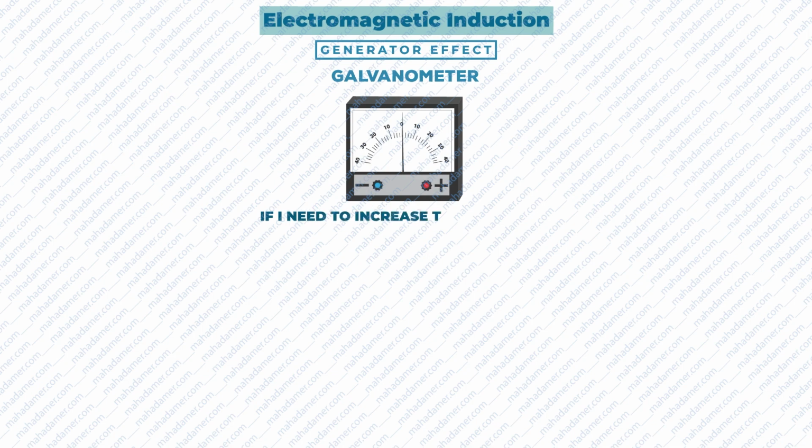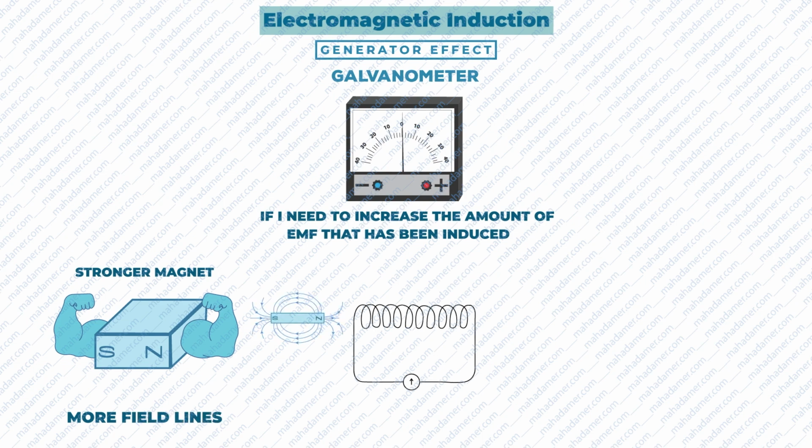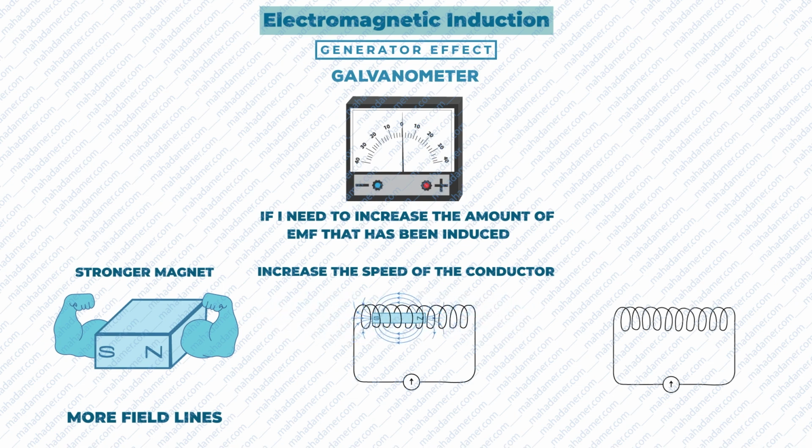If I need to increase the amount of EMF that is being induced, I can do three things. First, I can use a stronger magnet, which will have more field lines. Second, I can increase the speed of the conductor or the magnet. Third, I can use more turns in the coil. These are the three ways which help to increase the magnitude of the induced EMF.